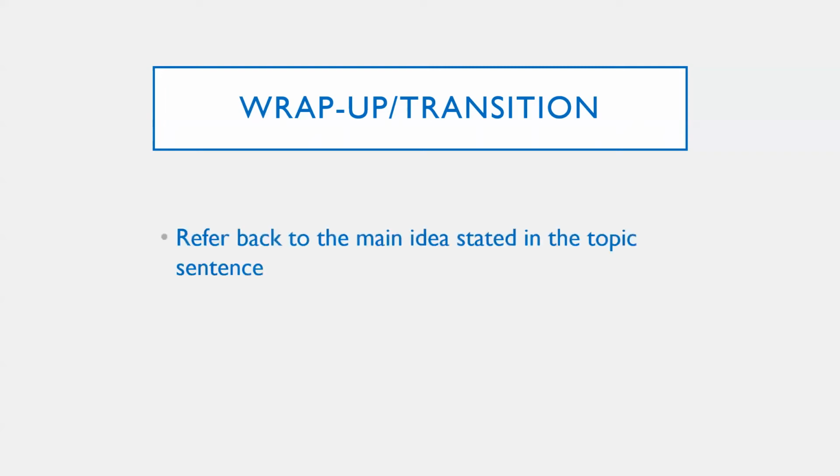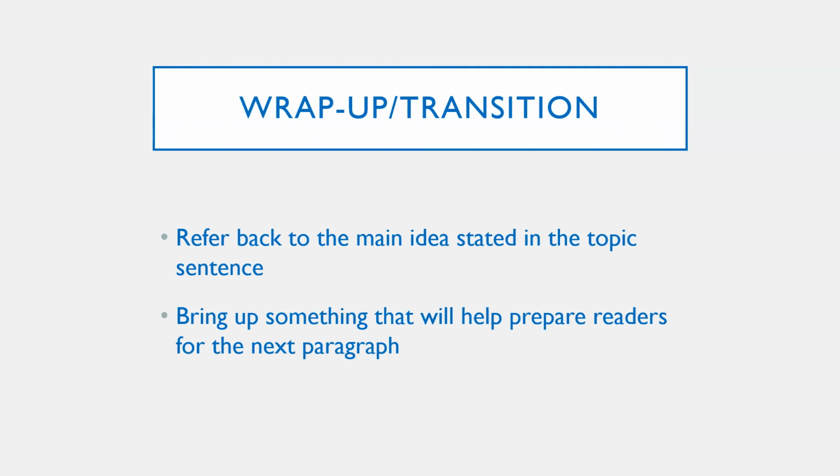After you've gone through all your pieces of evidence and interpreted each one, it's time to conclude your paragraph. You want to wrap up the ideas you've discussed, and if this paragraph is in the middle of the essay, transition to your next paragraph. To do that, you should refer back to the main idea stated in your topic sentence to remind readers of the point of everything you just covered. To transition, you can bring up something that will prepare the readers for the next paragraph's topic. Think about words or details that can be referenced to make a connection.